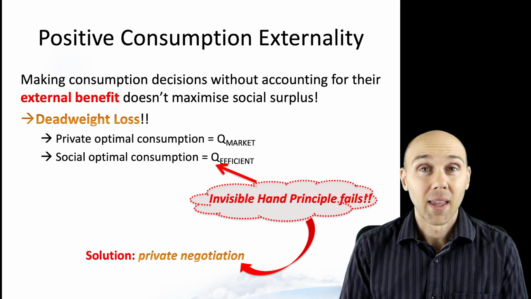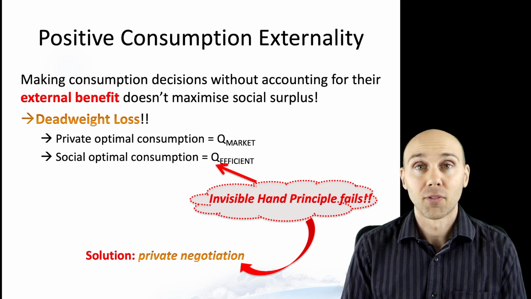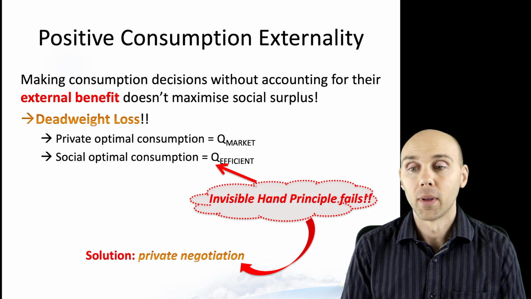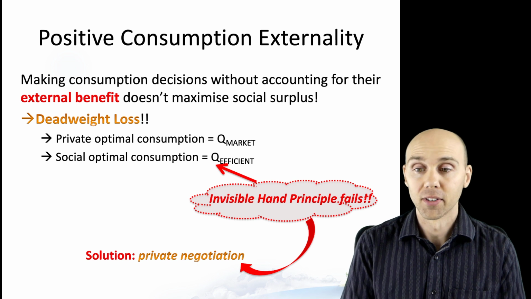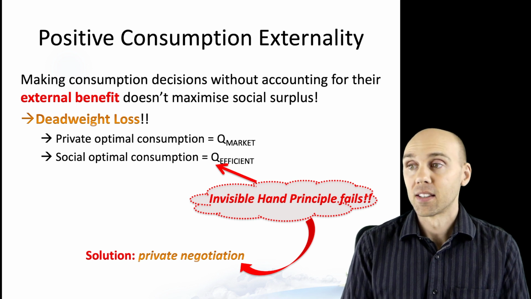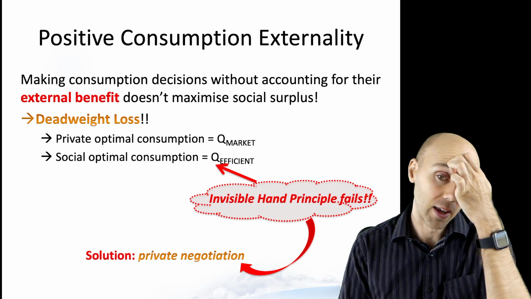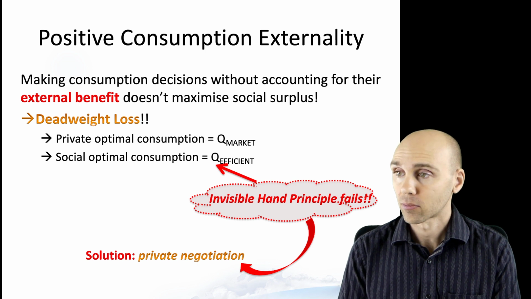If we don't take into account those things and we allow people to make private decisions at free market prices, then there will be underconsumption, which means that there will be a deadweight loss to society and the invisible hand principle fails. One solution to these things is private negotiation, and we'll see how that works in the case of a negative production externality soon.